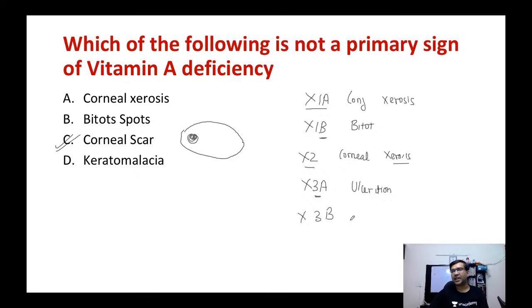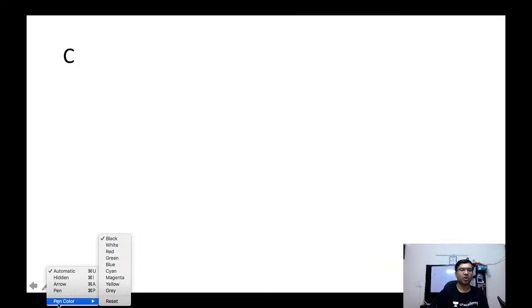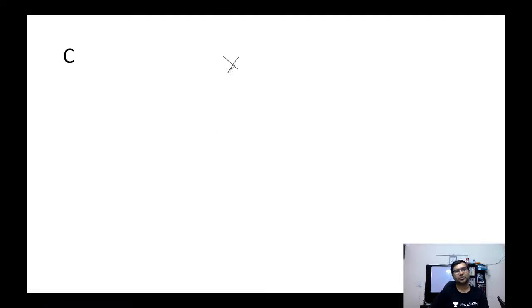This is X3A. And this ulceration has caused a thinning of the cornea. This is called keratomalacia. So these are the various primary signs of vitamin A deficiency. Do you all get my point? Now what are the secondary signs? Secondary signs means those which are because of the already done damage. So these are called XN, XF and XS.